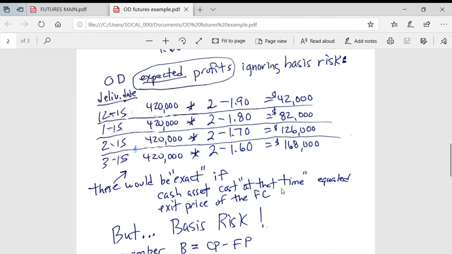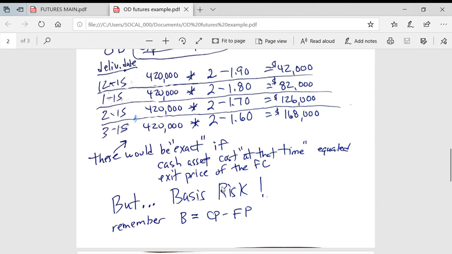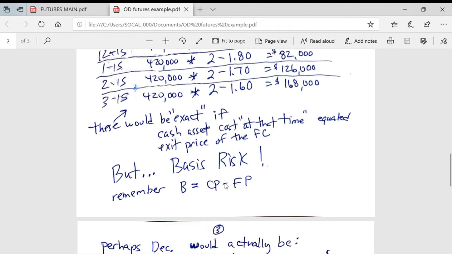Now these expected profits would be exact if the cash asset cost on the 15th of each month equaled the exit price of the futures contract at that moment. However, cash prices and futures prices are not the same. There's a full carry model that may or may not be holding. So we say there's basis risk. Remember, the basis is just the cash price minus the futures price. It's the difference in those prices. If they're equal, then the expectations would be what the profits would be, but they're not likely to be equal. They could be, but they're not likely to be.